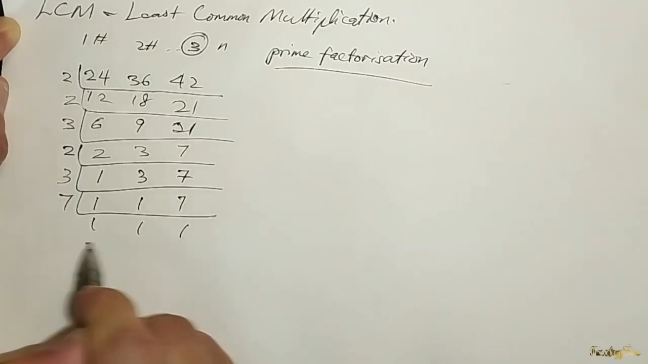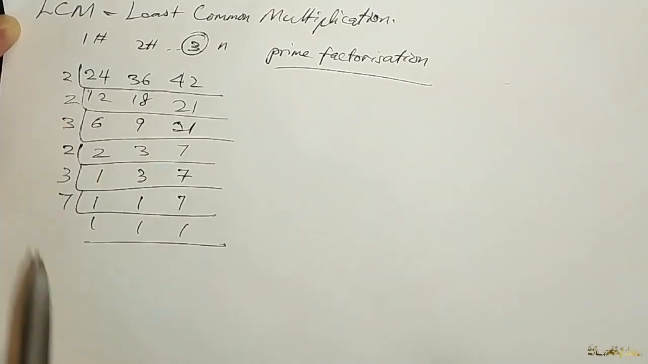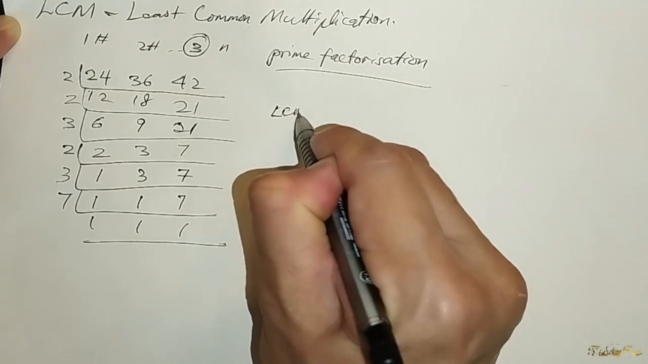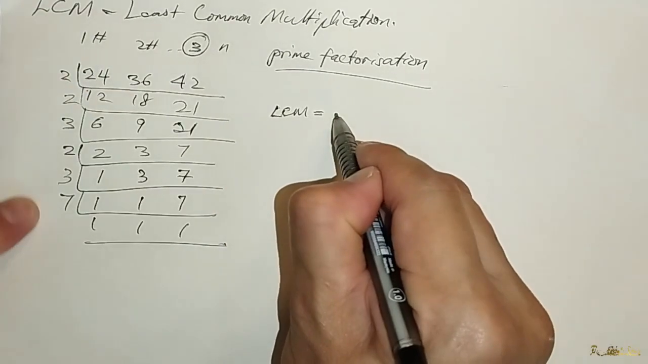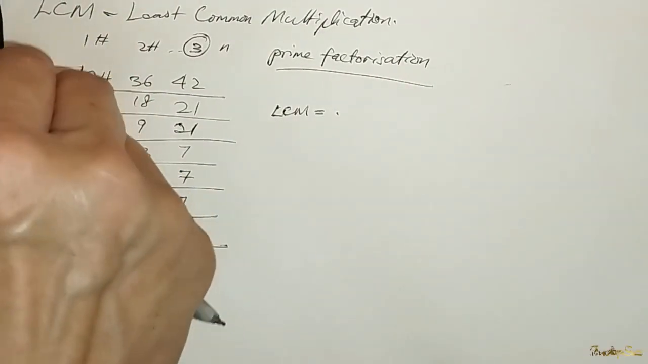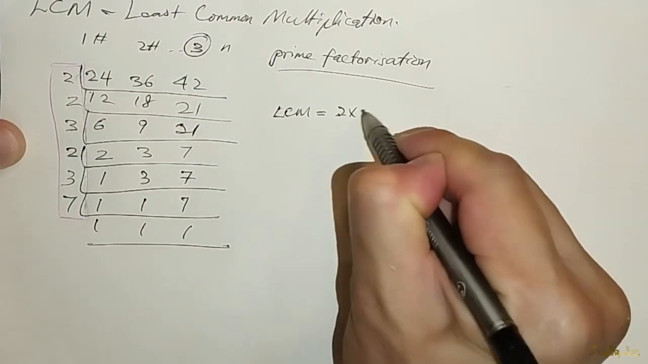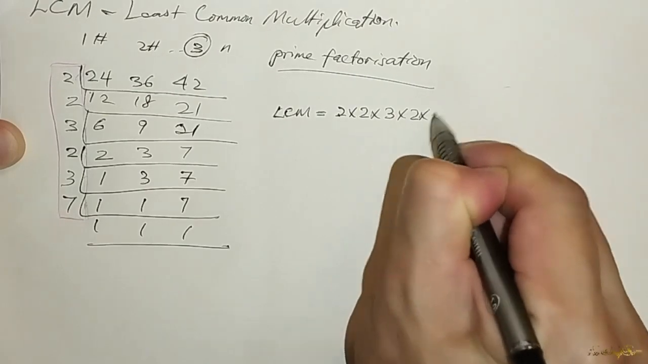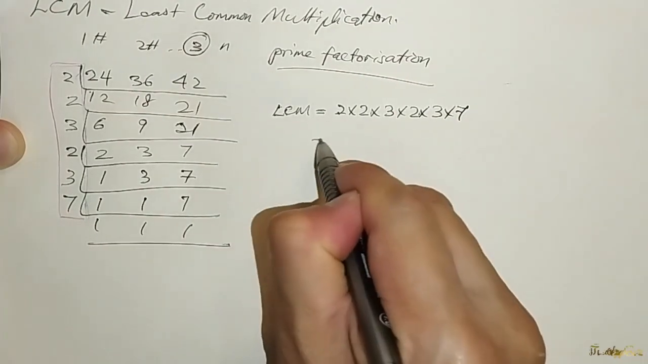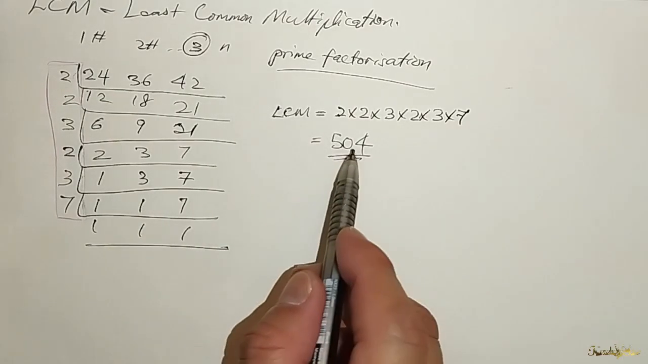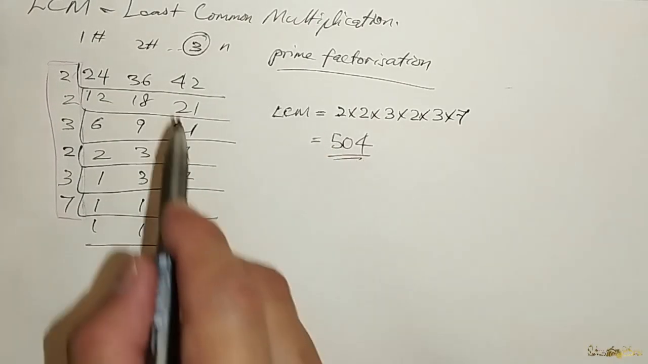Now you have 1. This is the LCM using prime factorization. The LCM is equal to all these numbers here. Multiply them up. 2 times 2 times 3 times 2 times 3 times 7. That is equal to 504. This is your least common multiple, which is 504 for everything here.